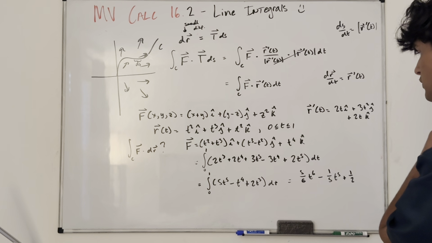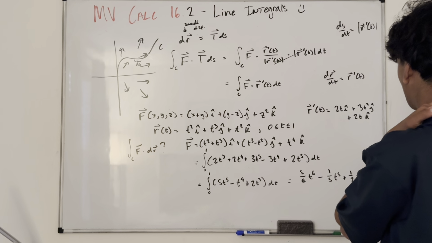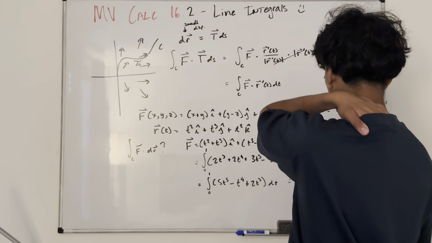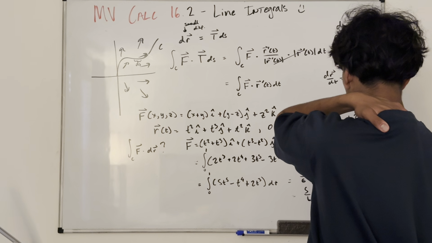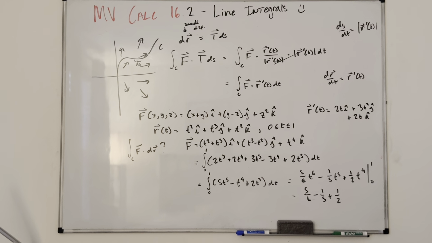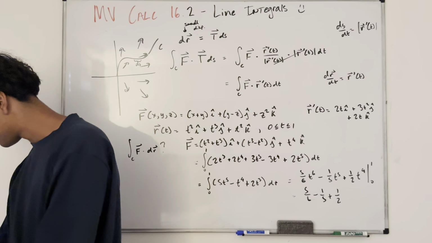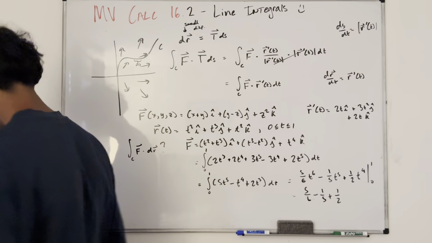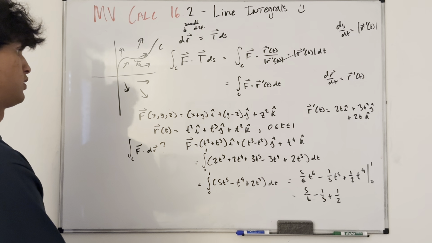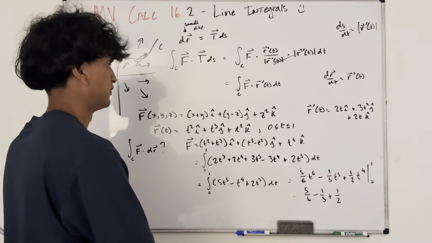Did I mess that up? Hopefully I didn't. Then t to the fourth, from 1 to 0, so we only worry about the coefficients because we're going from 1 to 0. So 5/6 minus 1/5 plus 1/2. What's a common term? I think I definitely messed this up. This is not the answer I got. Let me check my work. 1/3. Where did I get 1/3? Did I do this all right? Yeah, I think this all looks good.